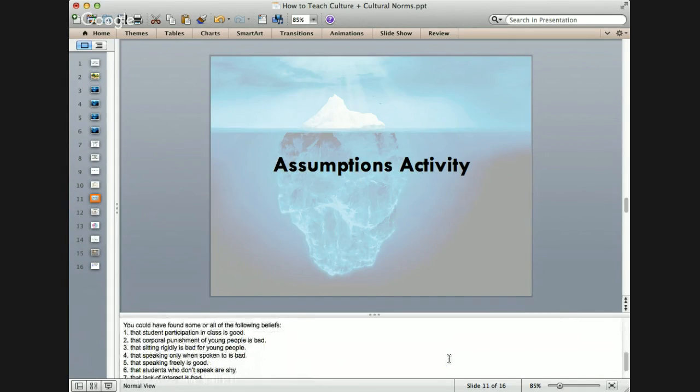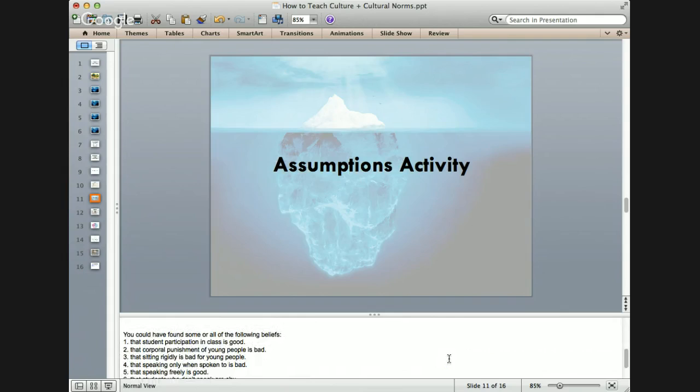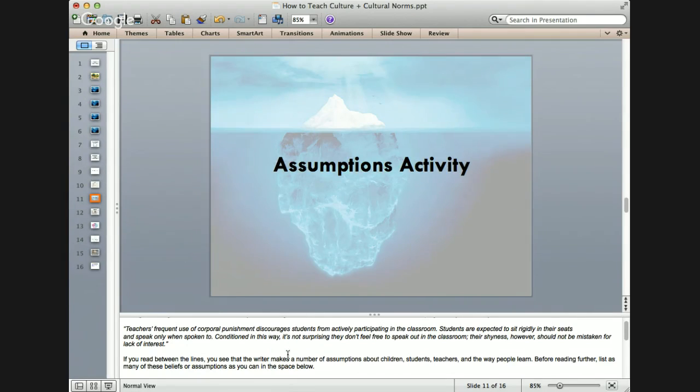So yeah, you see that there are some assumptions. You might even hear some other assumptions, such as student participation in class is good, corporal punishment is bad, sitting rigidly is bad. These are neither right nor wrong, but it's to begin to tease out what some of those assumptions are. So I like to run this activity, as we did, to give participants a foretaste of being aware of our assumptions and why we think like that. It doesn't necessarily mean adopting these ways or agreeing with them. It just means understanding them and the assumptions behind them.